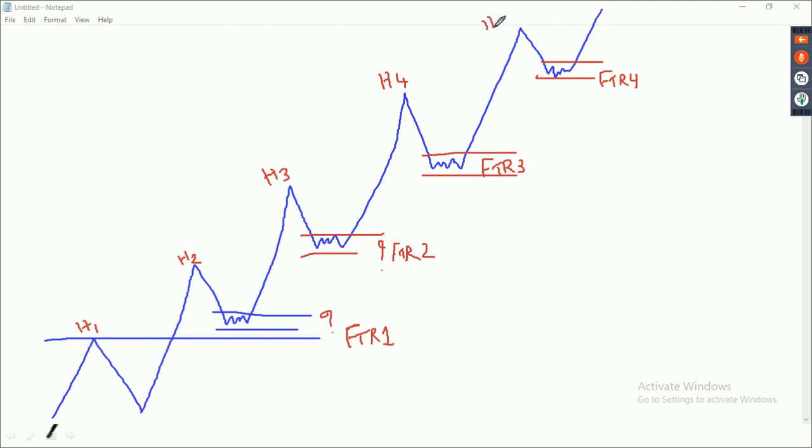This is also FTR. So this kind of series of FTRs formed is called an FTR escalator. Why do we call it an escalator? It is like your escalator. Now, when will you get such a series of FTRs? In a strong bull run, in a very strong trending market.